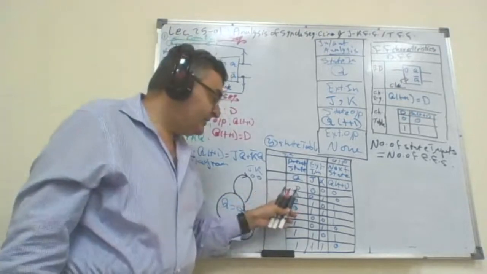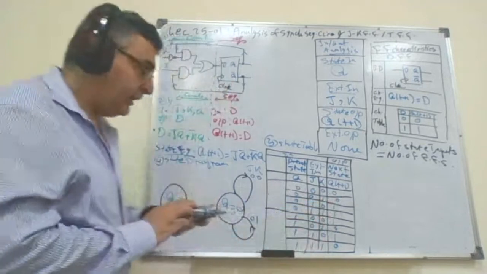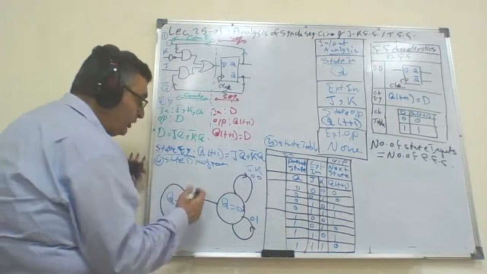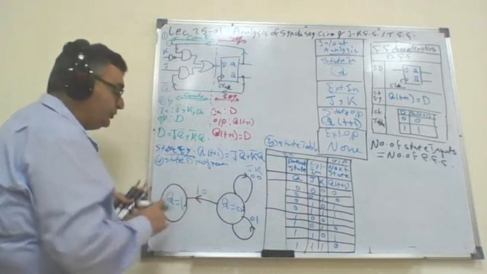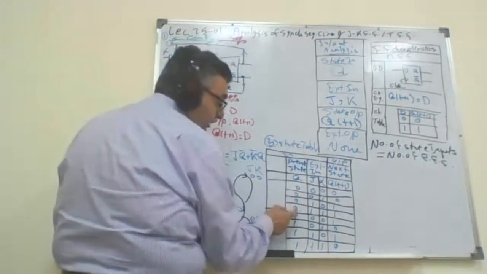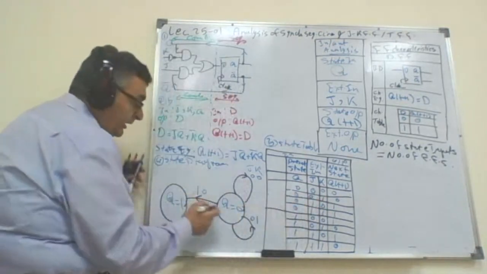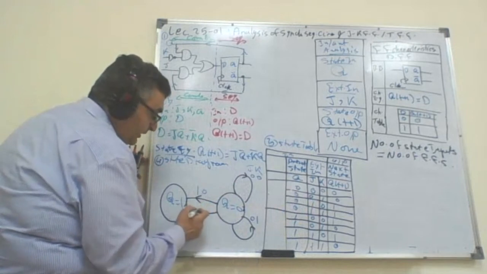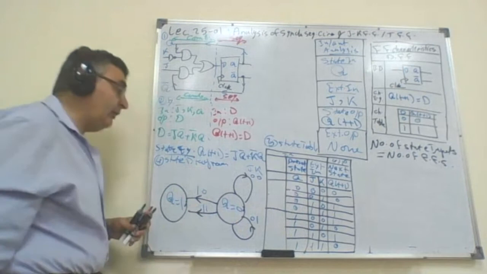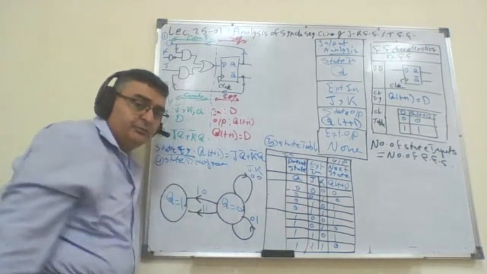Next, I am in state 0 and JK equals 1, 0. Where should I go? I have to go to the other state. This arrow for 1, 0 should go to state 1. Last one here is for when I am in state 0 and JK equals 1, 1, I should go to 1. Another arrow sends me to state 1. Now I finished the 4 arrows going out from state number 0.